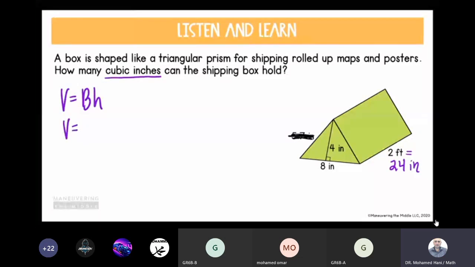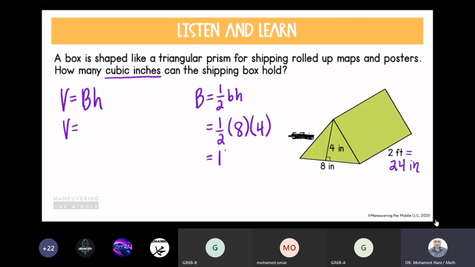I'm looking for the volume. I need to find the area of the base. My base is a triangle, so I'm going to use 1/2 base of the triangle times the height of the triangle. The base of my triangle is represented by 8. The height of the triangle is represented by 4 inches. I know that 8 times 4 is 32, and half of that is 16 inches squared.